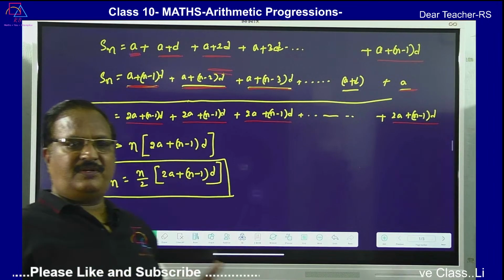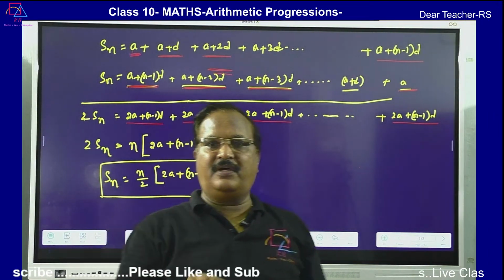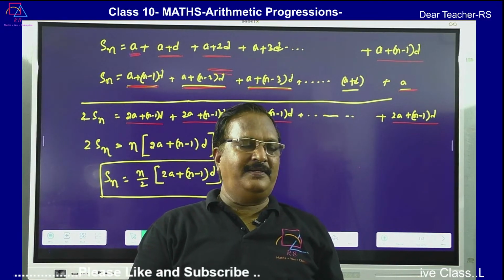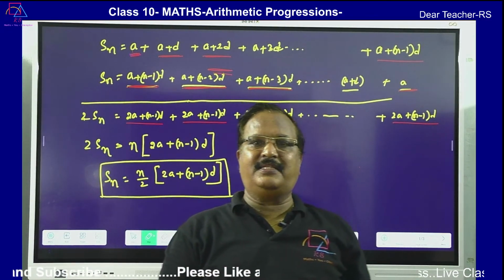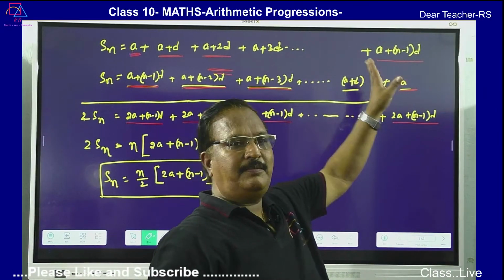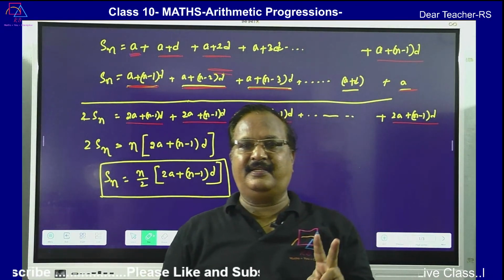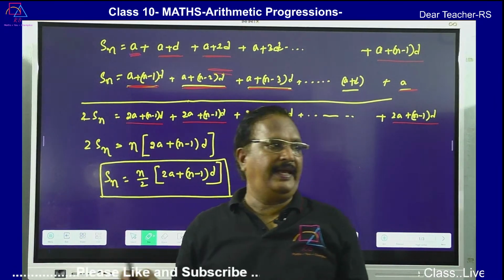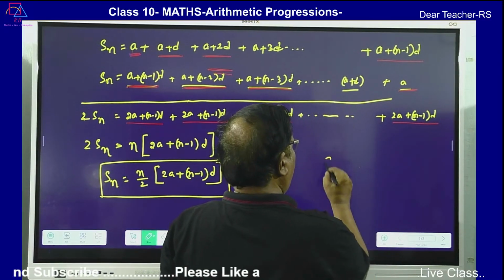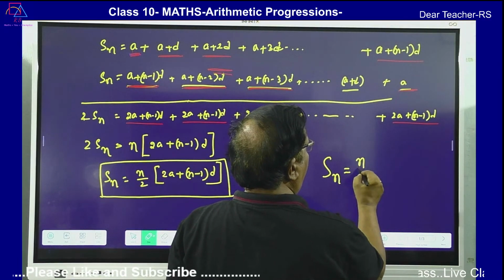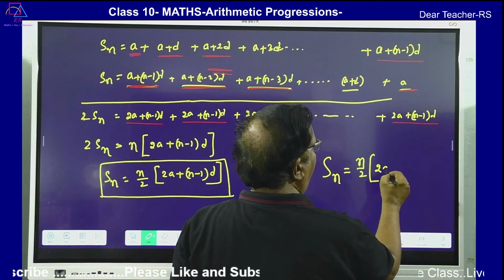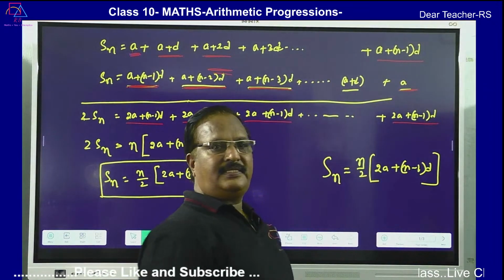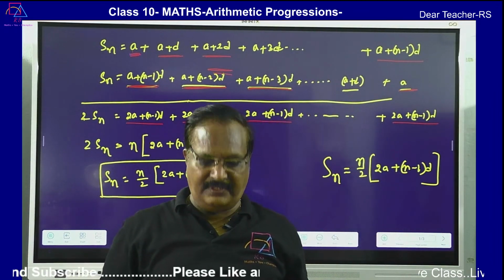Now we have got one more formula. Till now, we have got the common difference formula, second term minus first term, and the nth term formula, that is a plus n minus 1 into d. Now we have one more formula: Sn is equal to n upon 2, 2a plus n minus 1 into d. This is the formula for the sum of n terms.